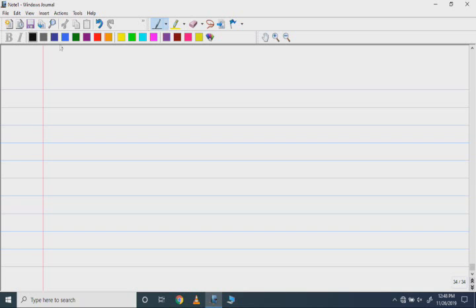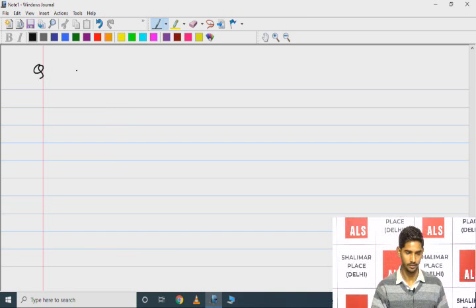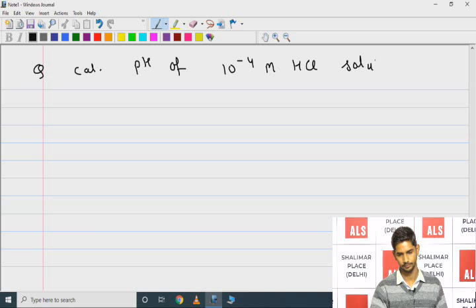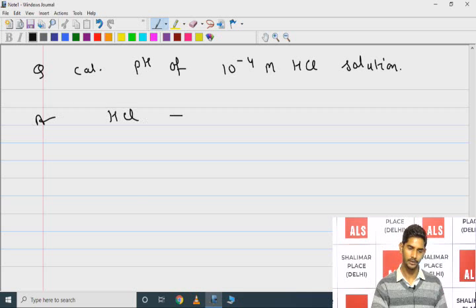I'm giving you one example, guys. Just look at the screen. Calculate pH of 10 to the power minus 4 molar HCl solution. What we have to do? We know HCl is a strong acid. It can dissociate to give you what? H plus and Cl minus.